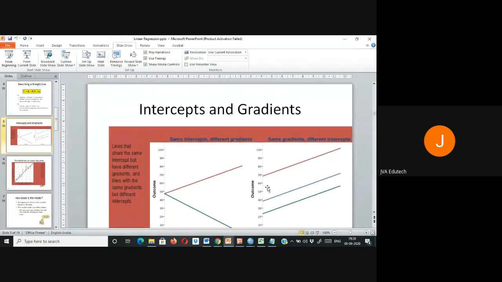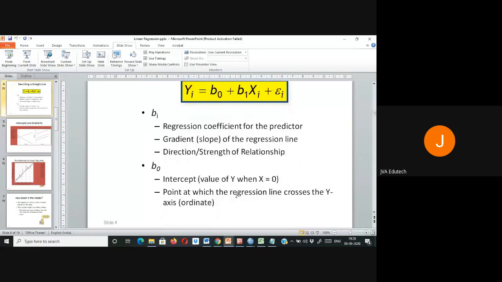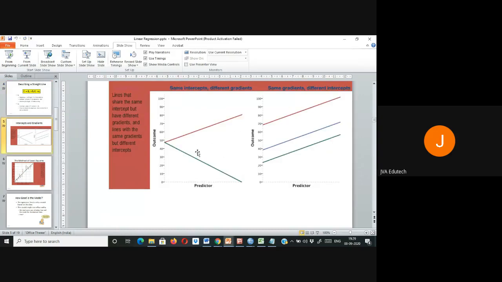As I said here, the intercept is the point at which the regression line crosses the y-axis. You can see your regression line is crossing the y-axis at different points. So this is the concept of a regression line with one predictor.